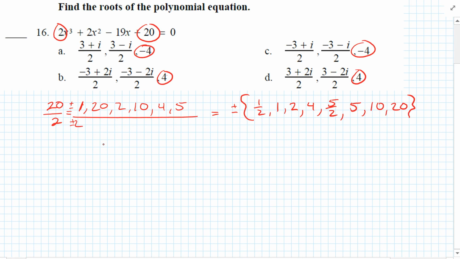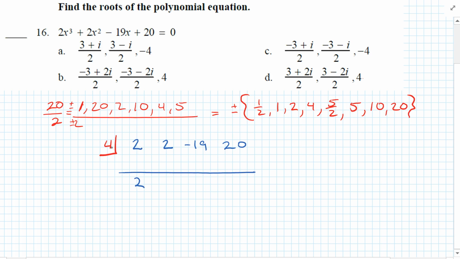So let's try 4. I'm going to use synthetic division with the 4 and see what we get. And again, hopefully this will work. So the first coefficient's 2, the second coefficient's 2, the third is negative 19, and the fourth is 20. Synthetic division, drop the first term. 4 times 2 is 8. Add those, I get 10. So we're at 40. Okay. We're going to be at negative 21. So 4 is not going to work for us.